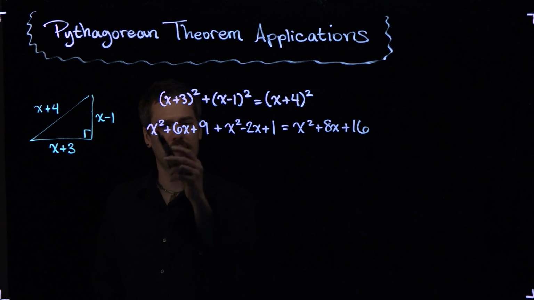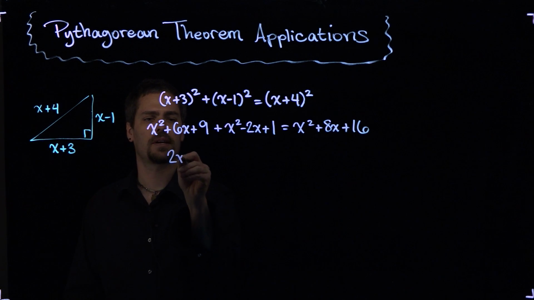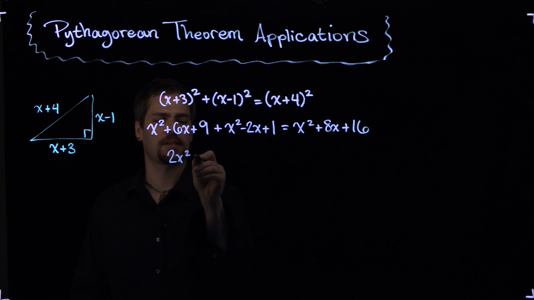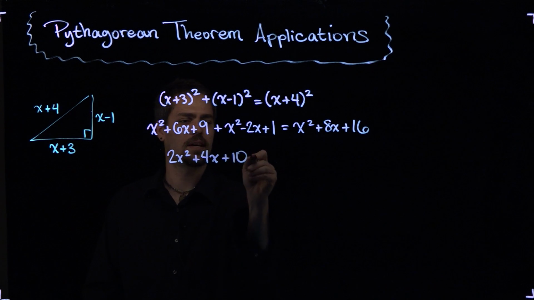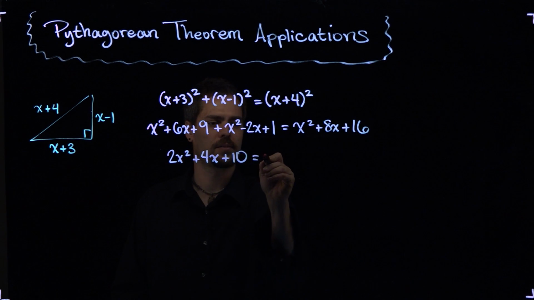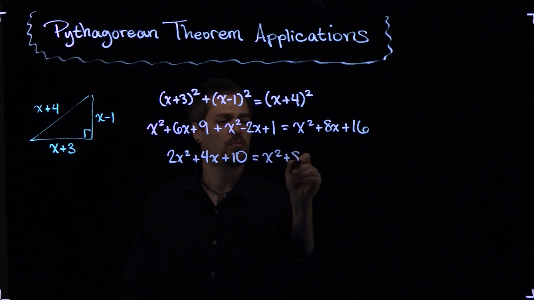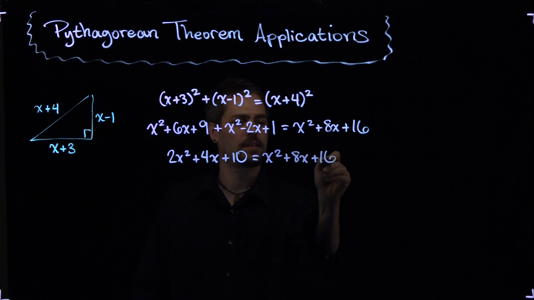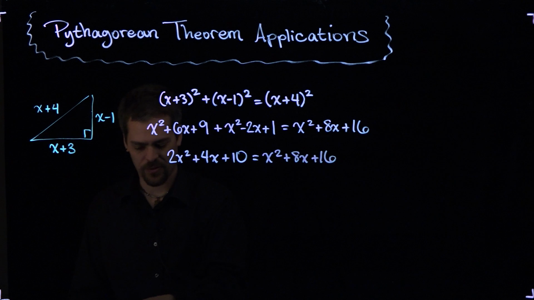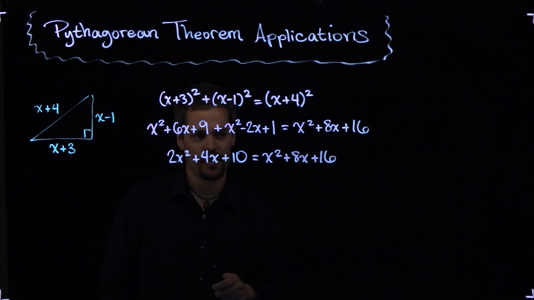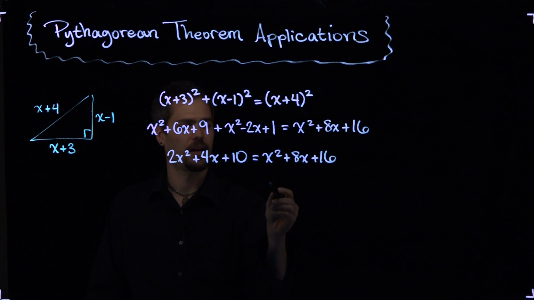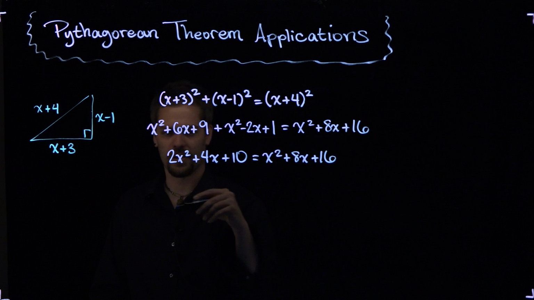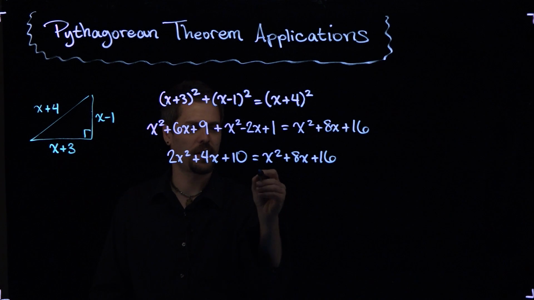Let's go ahead and combine like terms on this side so that I've got 2x squared, 6x minus 2x, that gives me a positive 4x, 9 plus 1, that gives me a plus 10. And on the other side, I still have this other trinomial, x squared plus 8x plus 16. Now to solve for x, I would prefer to have everything on one side and a 0 on the other side. Then we can use one of our techniques for solving quadratic equations. So I'm going to move everything on the right over to the left. You can do that by changing the sign, or you can simply use the properties of equality.